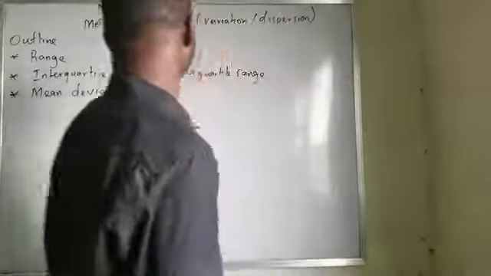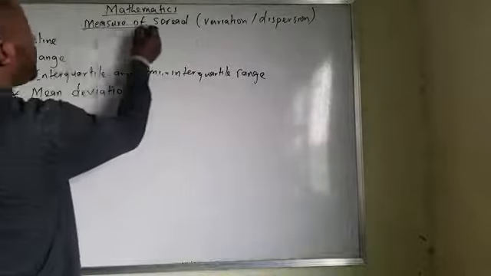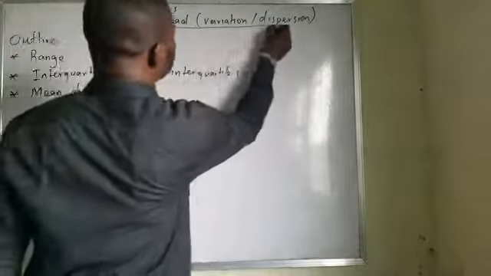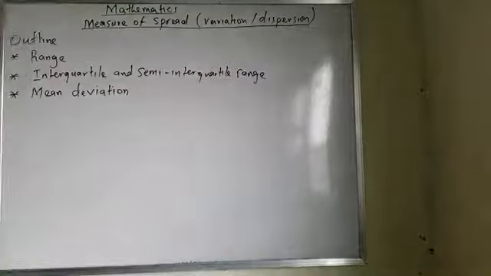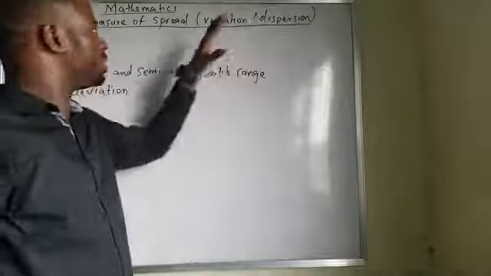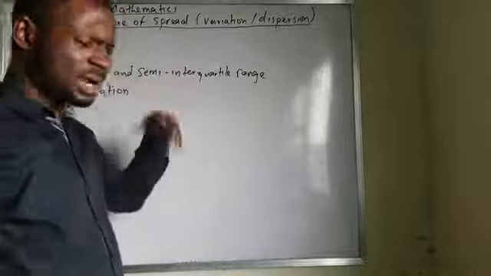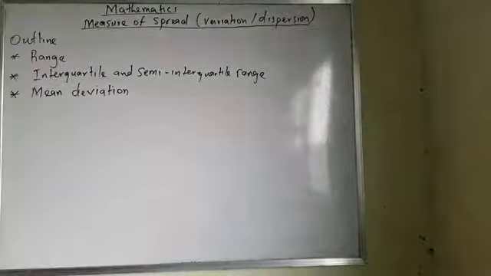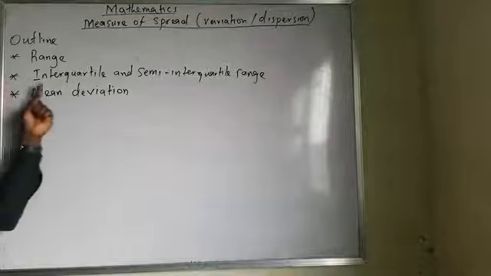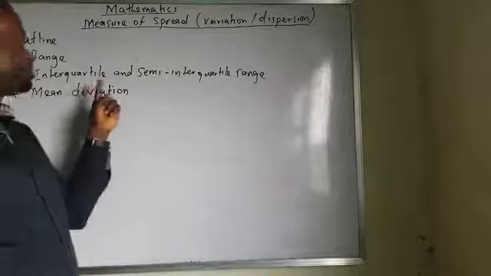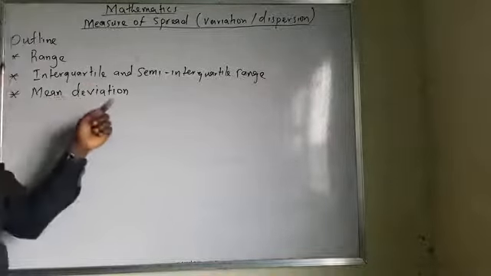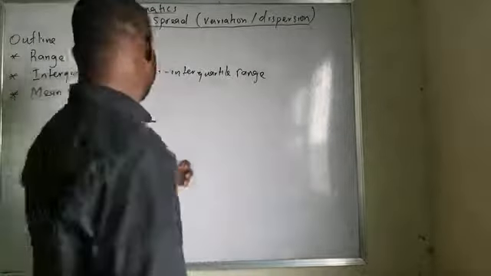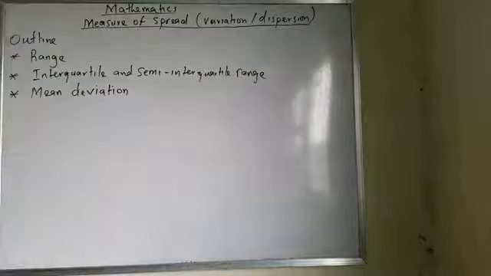I'll be walking you through measure of spread, variation, and dispersion. You can call it all dispersion. Spread, variation, dispersion, that is what you are going to work on. The outline of this video are range, interquartile and semi-interquartile range, and the third one is mean deviation.